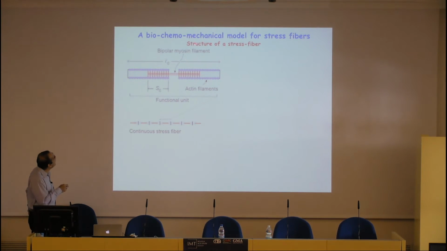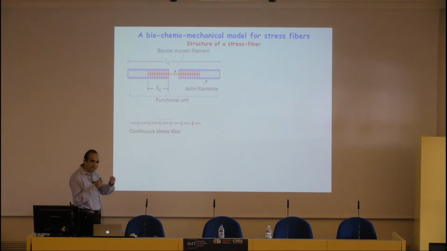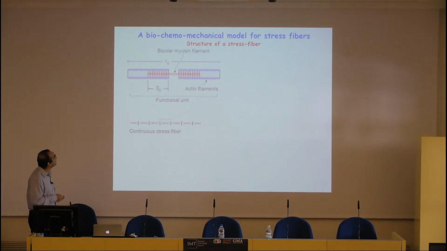To understand this, we'll do exactly what we would do typically in materials science. We'll understand the microstructure, and then we'll motivate a constitutive model from that microstructure in some sort of phenomenological sense, in this case at least. So you have a stress fiber. It looks like this. It comprises lots of these functional units. Each functional unit looks like this, where this is the myosin filament and these are the actin filaments.